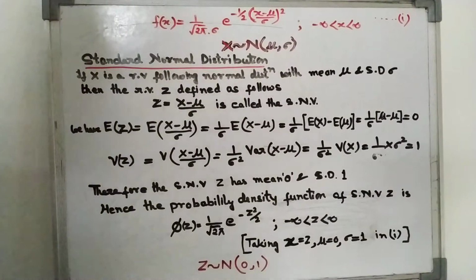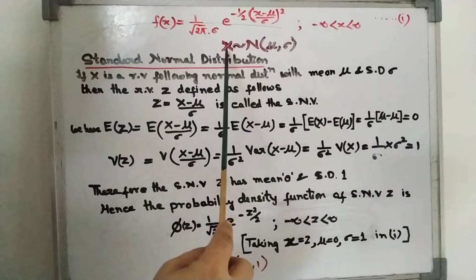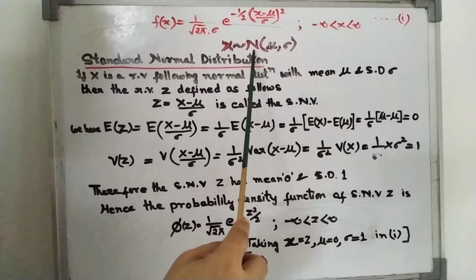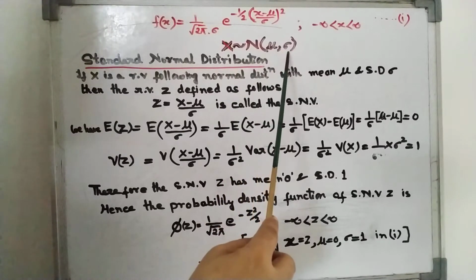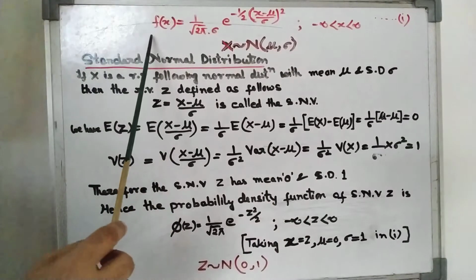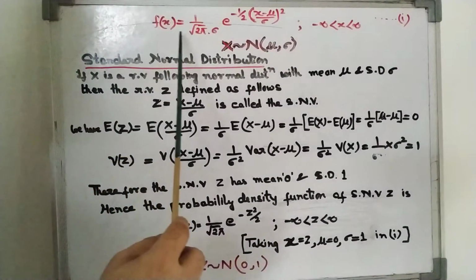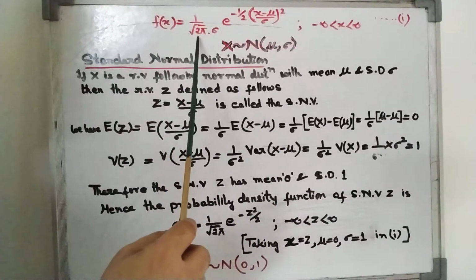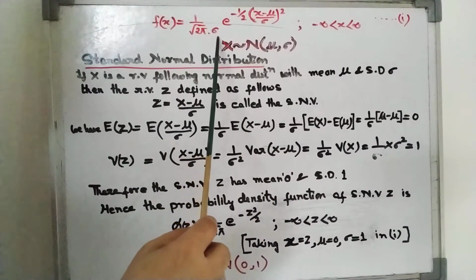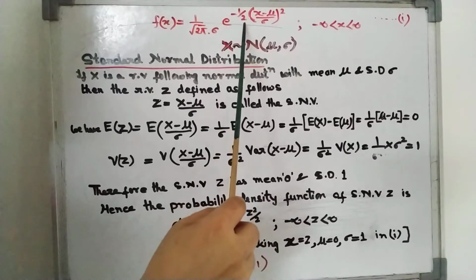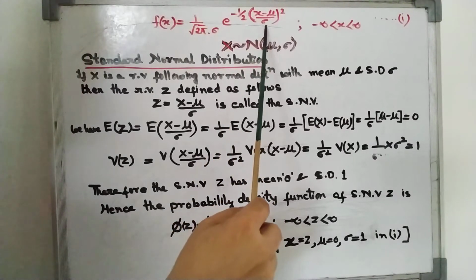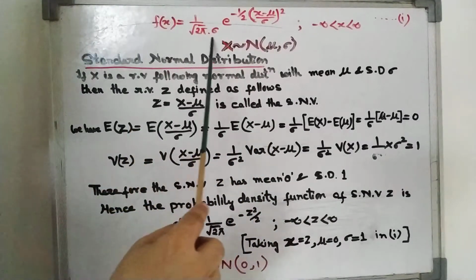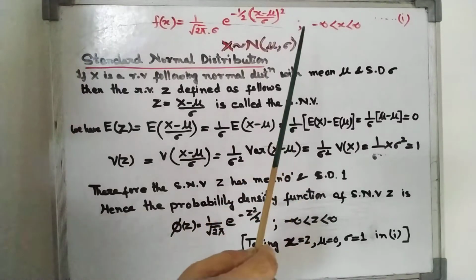tends to infinity. So if x follows a normal distribution, we write symbolically: if x follows a normal distribution with mean mu and standard deviation sigma, then the probability density function of the normal distribution is written in this way. f(x) is equal to 1 by root over 2 pi into sigma, e raised to the power minus half, x minus mu divided by sigma, whole squared. So this is the probability density function of the normal distribution.